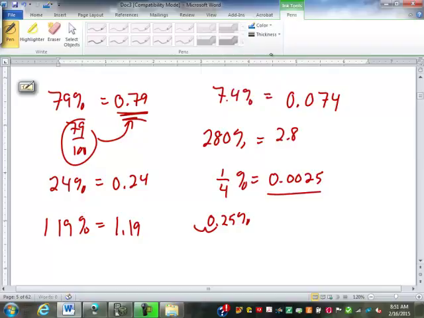When I deal with percents, I like to talk about benchmarks. One benchmark is 1%. 1%, of course, is 0.01. Divide by 100. So 1/4% has to be smaller than 1%, so it better be smaller than 0.01.